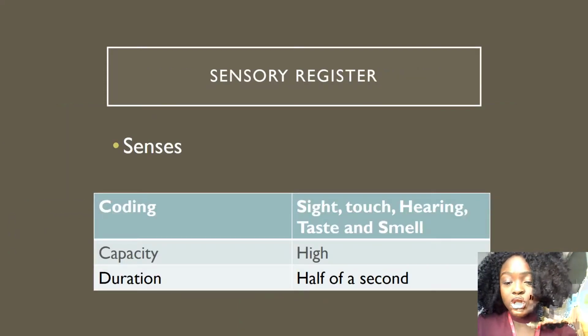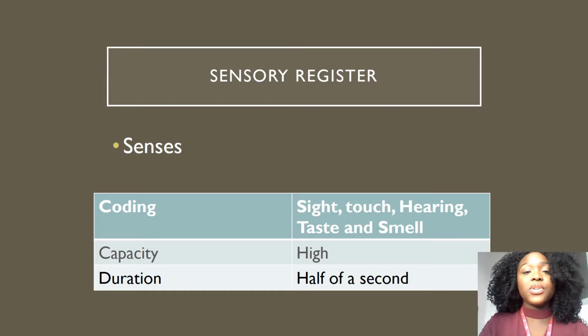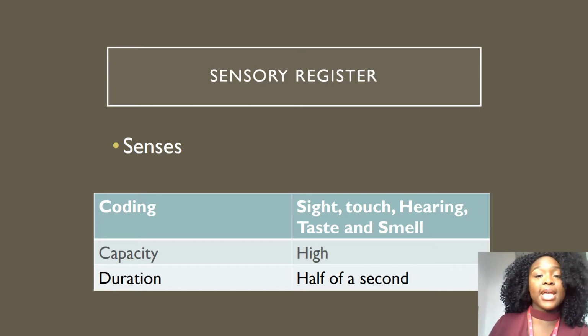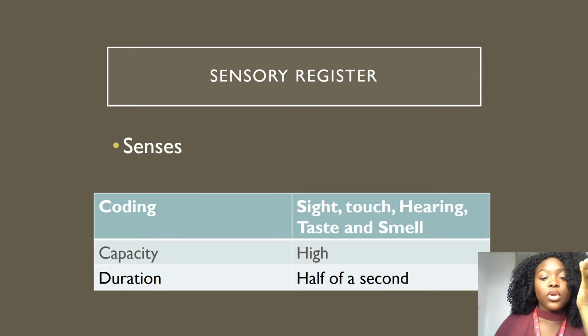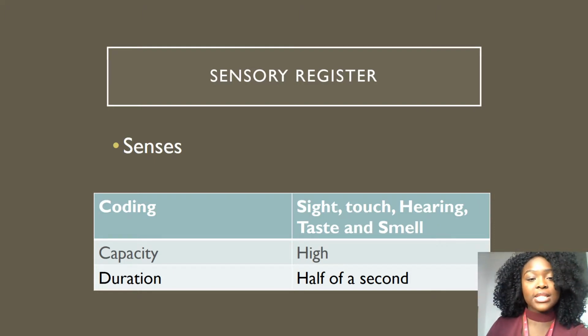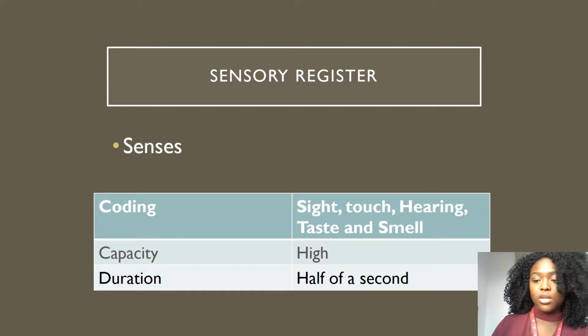So the first store, as seen in the earlier slide, is sensory register. The clue is in the name. This is the part of the memory that takes information from your senses. These are your sight, touch, hearing, taste, and smell. So the coding that has been seen on the table is, as I said before, senses. The capacity is high, so you can store a lot of information, but the duration though is half a second, so it doesn't really last for a long time. Next slide.